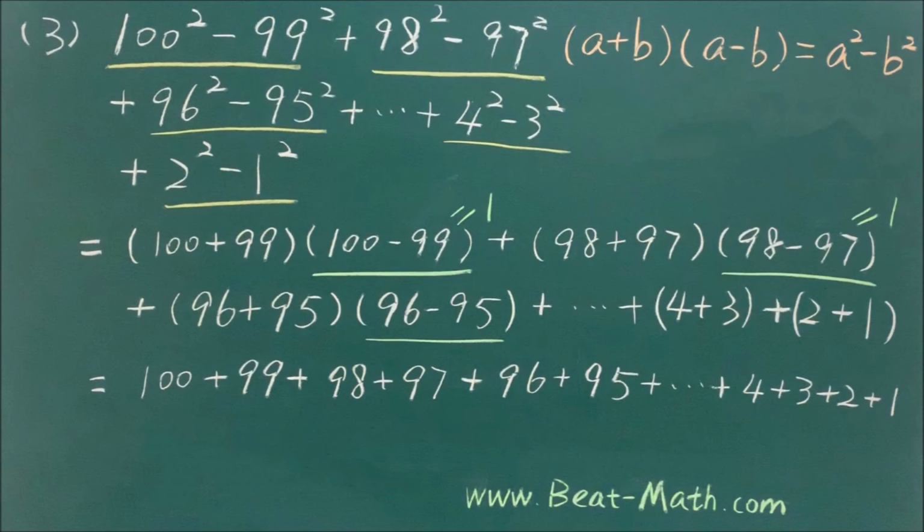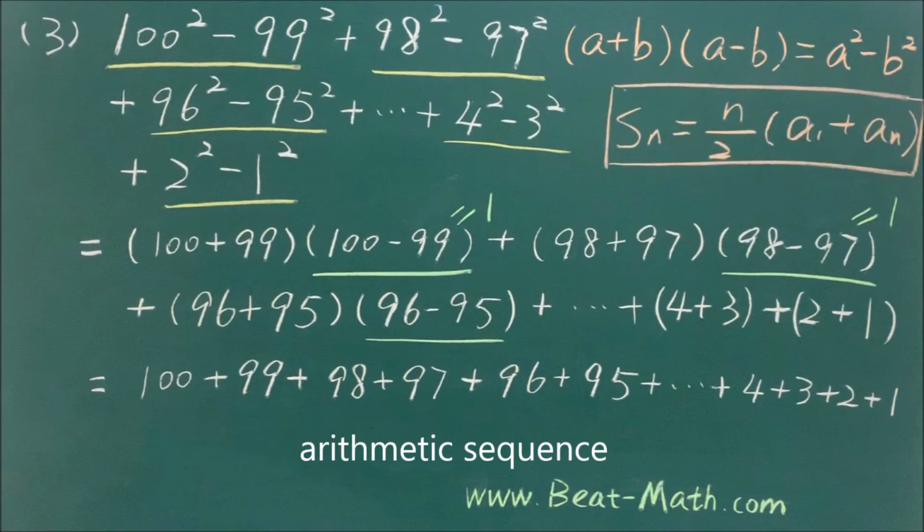I think you all know this famous arithmetic sequence. There is a formula to solve it. That's S of n equals n divided by 2 times (a1 plus a of n). Here, S of n is the sum of all the numbers in the sequence. N is how many numbers are in the sequence. A1 is the first number of the sequence, and a of n is the last number of the sequence.